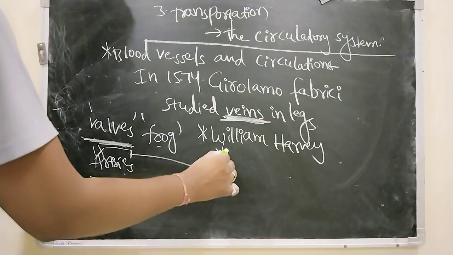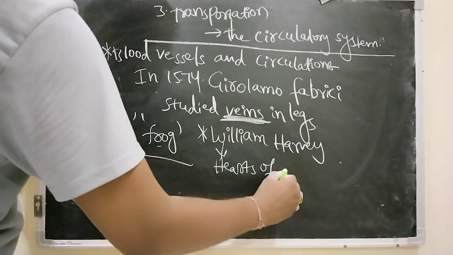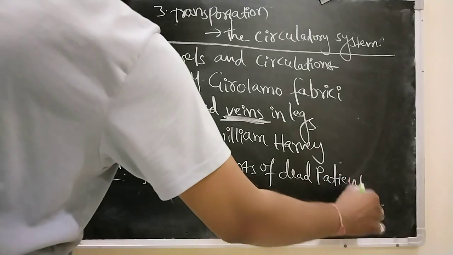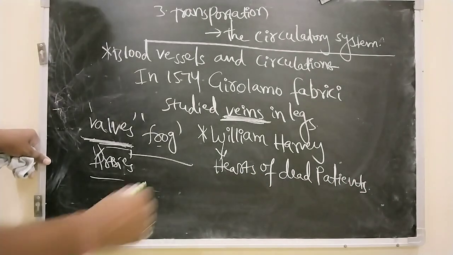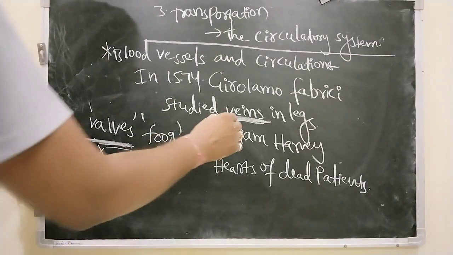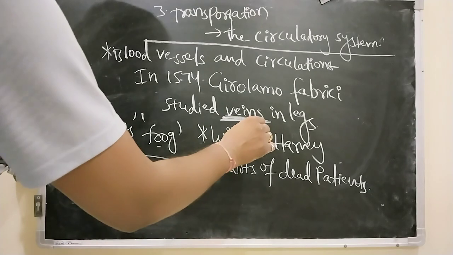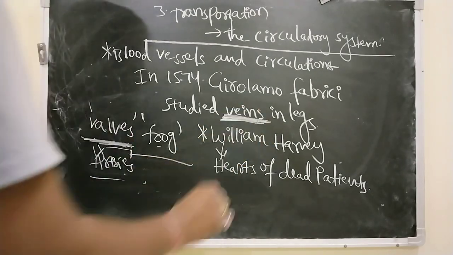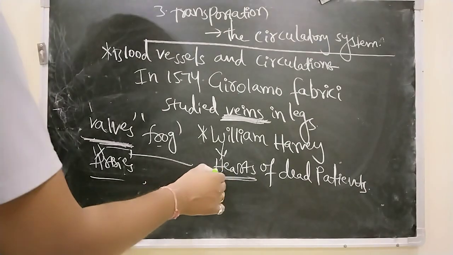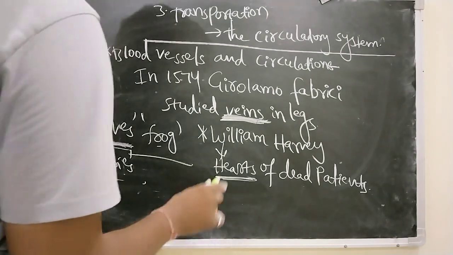He dissected the hearts of dead patients, and he observed whether there are valves in the heart like those present in veins. Just as veins contain valves, the heart also contains valves. So he dissected the hearts of dead patients and understood that there are valves in the heart.